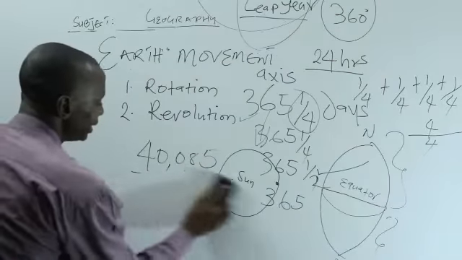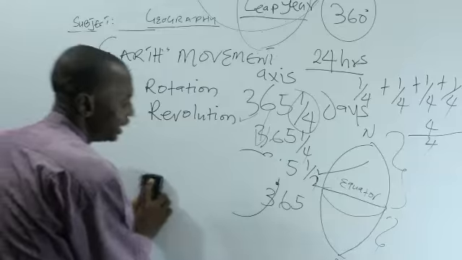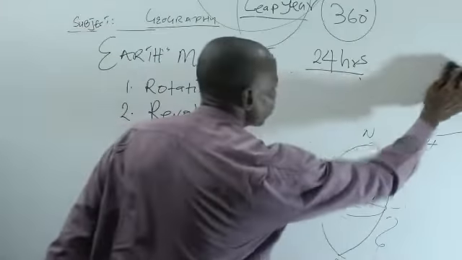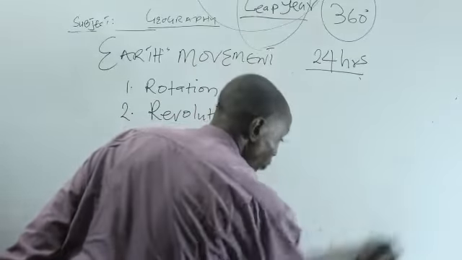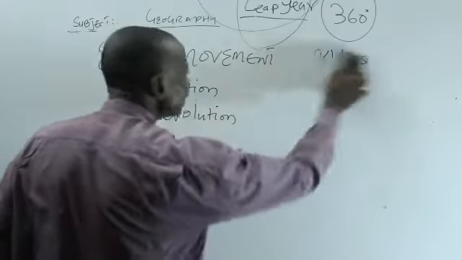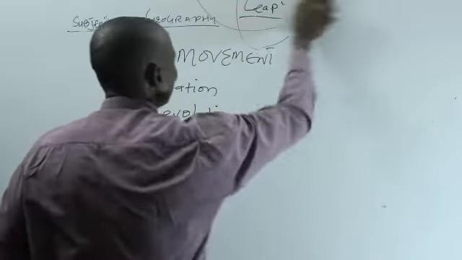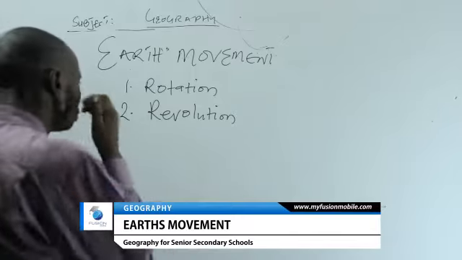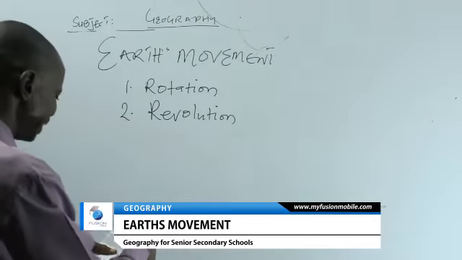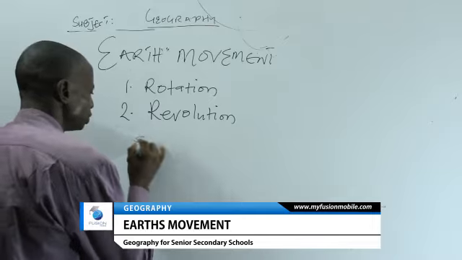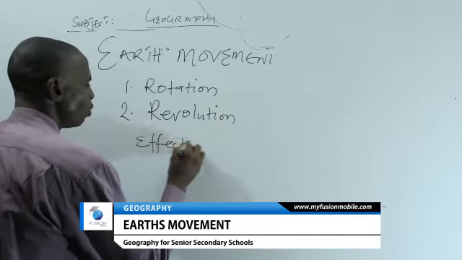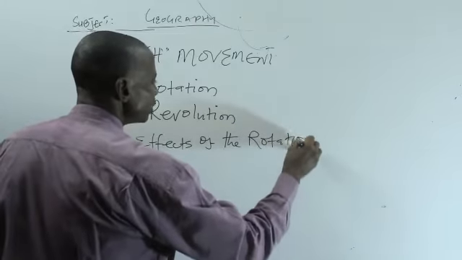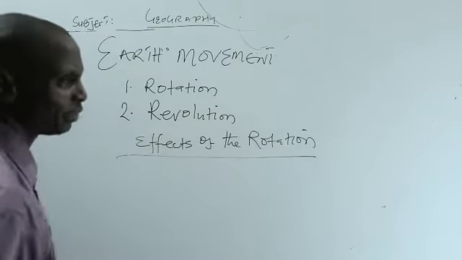We are going to look at the effect of rotation and revolution. Remember, when we talk about the shape of the earth, I told us we prove it, and you must have said, yes, I think I can understand what this teacher is telling us, that it is true. Now, let's look at the effects of the rotation of the earth. When the earth rotates, what are the effects?